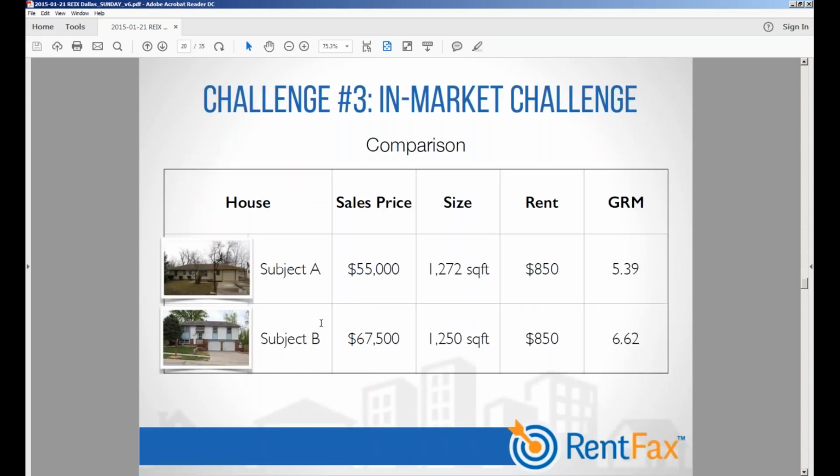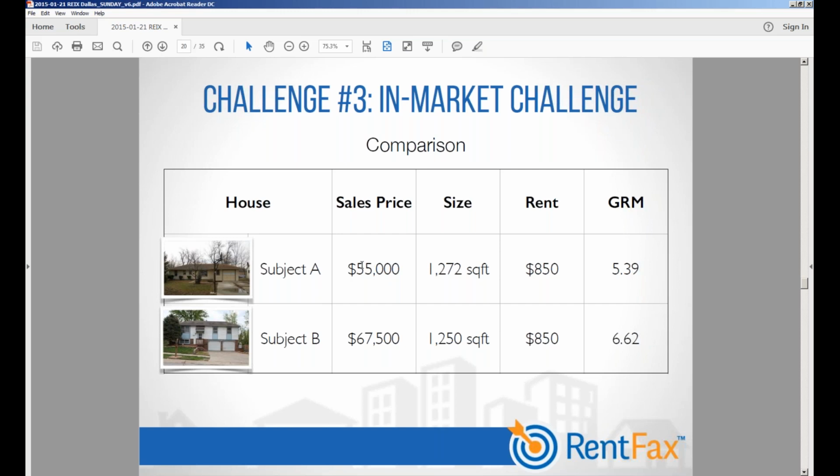Okay, so let's look at the 2 side by side. When you look at these side by side, the more favorable property is subject A. You're paying a lower price, you're getting about the same square footage, you're in a ranch versus what appears to be a split entry or split level, you're getting the same rent. So if I'm an investor and I'm just using these financial metrics, I'm going to purchase subject property A.